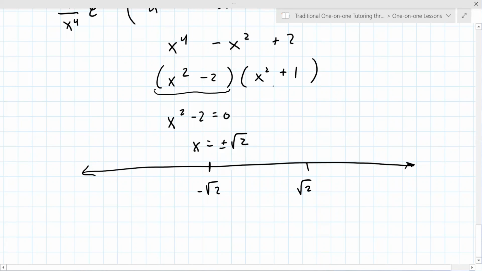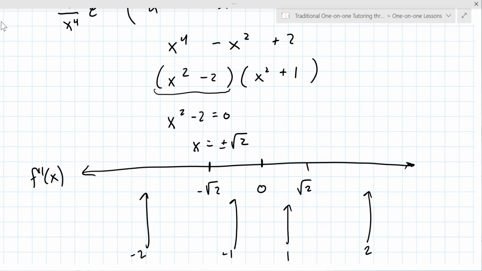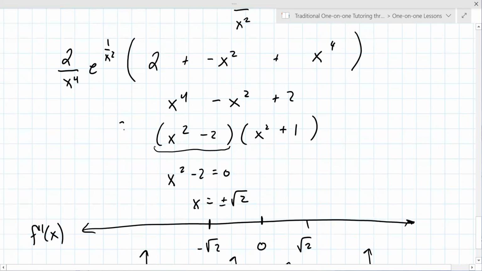And x squared plus 1 is never 0. That's why we don't include it. So you do the same thing here. This is your second derivative sign chart. So you just test points. 0 is also not included, so you can't test that. So you can test 1 and -1, thankfully, and then 2 and -2. And you're testing them in this factored derivative.